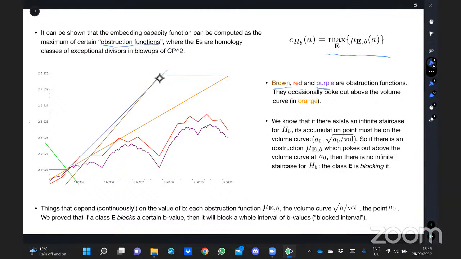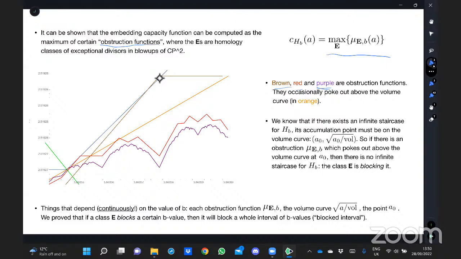All right, so how does this give the intervals? We know that if there exists an infinite staircase for the Hirzebruch surface, then the accumulation point has to be on the volume curve. So if there's an obstruction that pokes out above the volume curve at that A0, then there can't be an infinite staircase for HB, because the value of the function is going to be equal to the obstruction function which is poking out. And so we say that this class E is blocking that value of B.